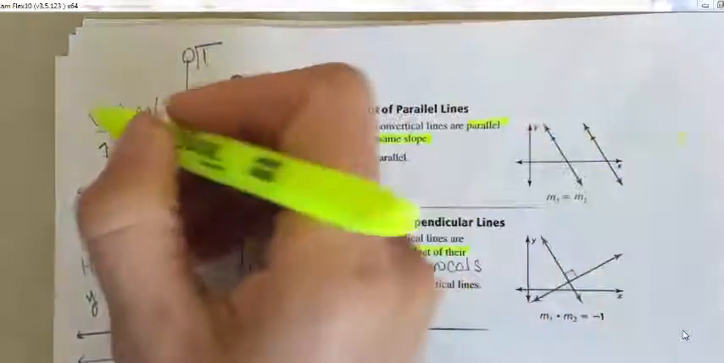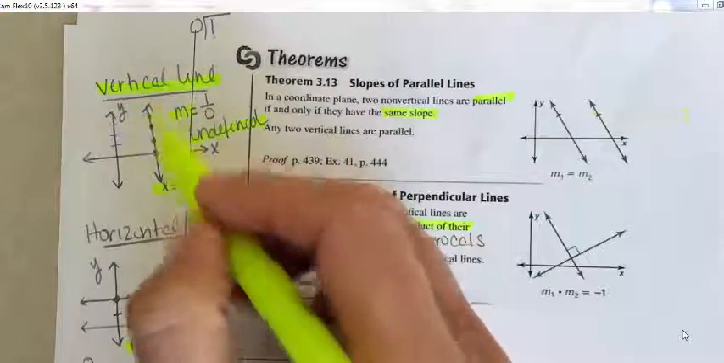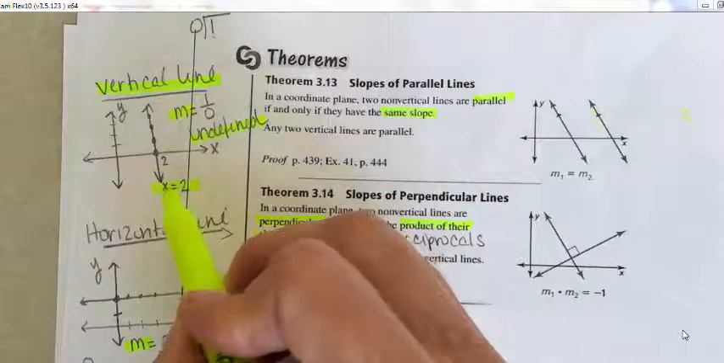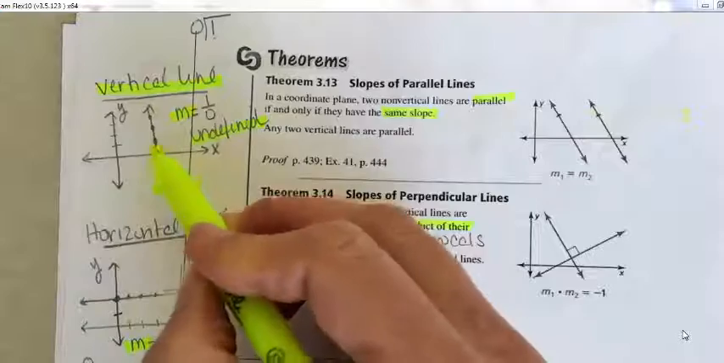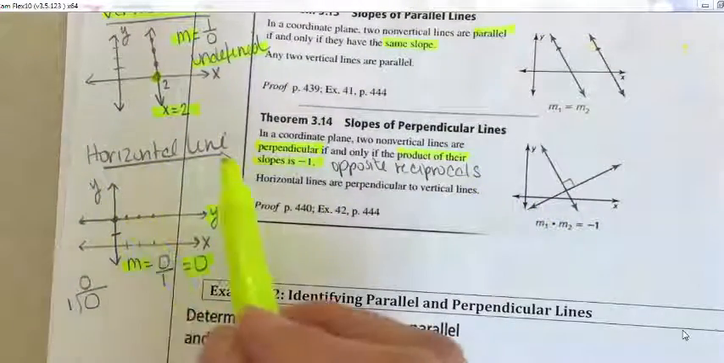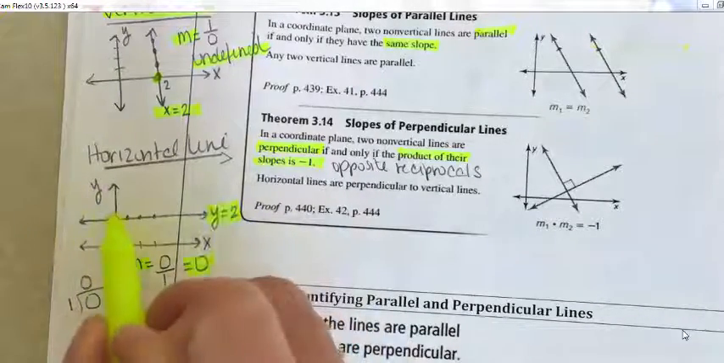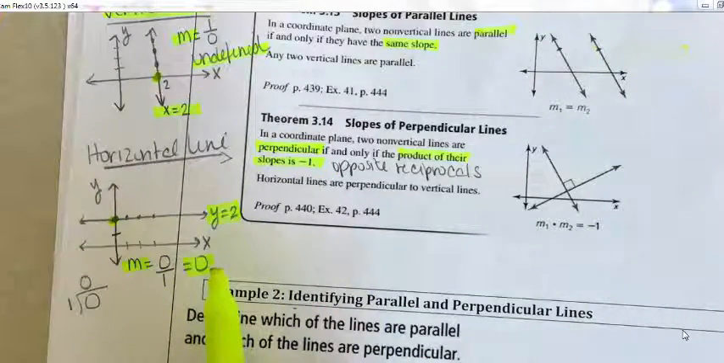So one more time, vertical lines, slopes are undefined. Vertical, if you don't know what vertical versus horizontal is, you've got to learn that first. And then a vertical line will always be of the form x equals whatever the x-intercept is, wherever it crosses the x-axis. A horizontal line is of the form y equals 2, or y equals whatever the y-intercept is, wherever it crosses the y-axis, and its slope is going to be 0.